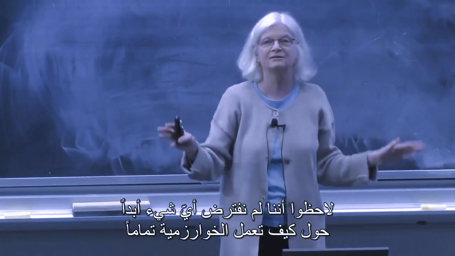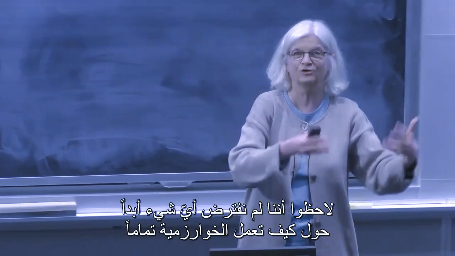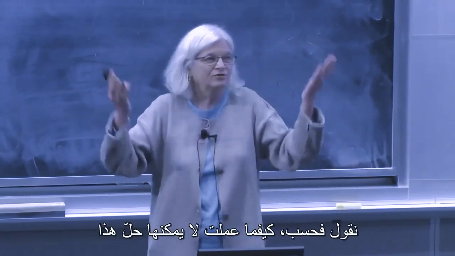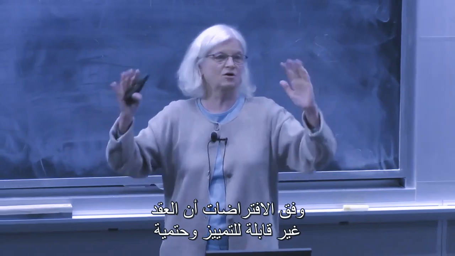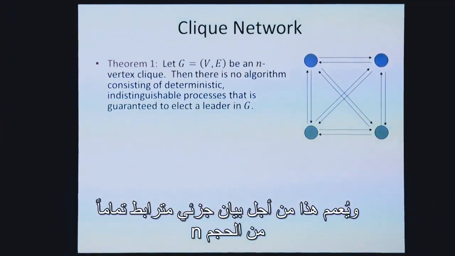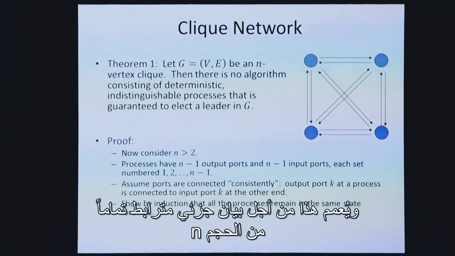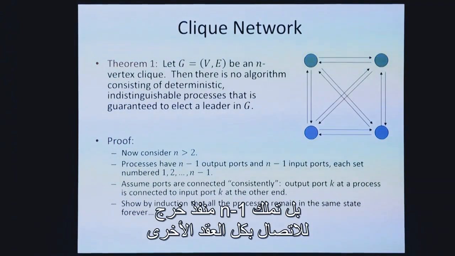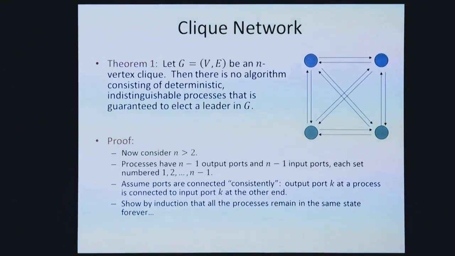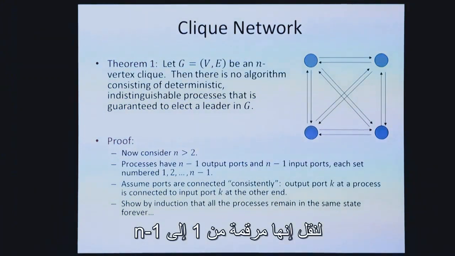Notice we didn't assume anything at all about exactly how the algorithm works. We're just saying, however it works, it can't solve this under the assumptions that the nodes are indistinguishable and deterministic. So as you can see, this will extend if you have larger cliques of size n. Now the process has not just one output port, it has n-1 output ports to connect to all the other nodes. Let's say they're numbered 1 through n-1.